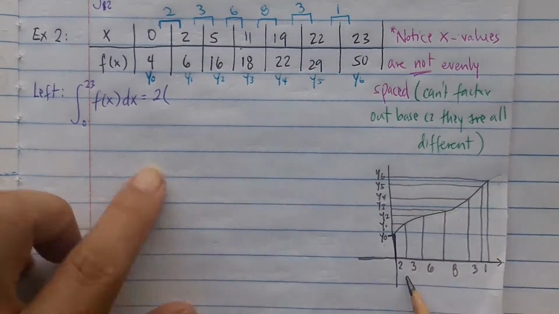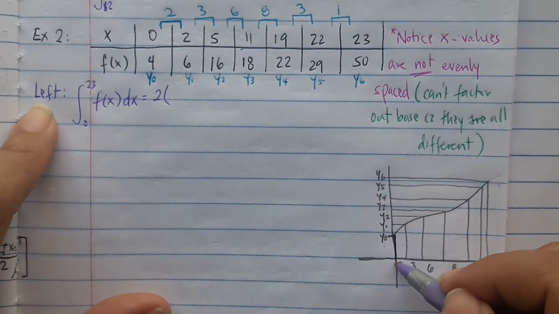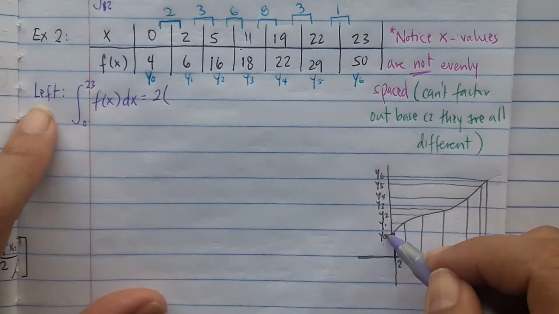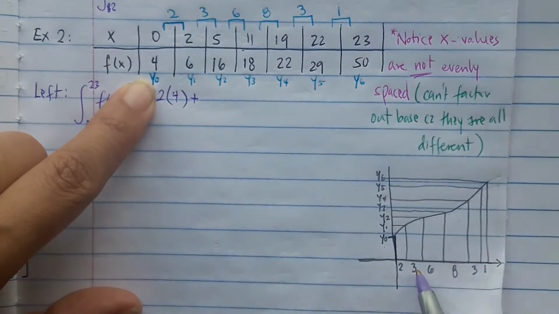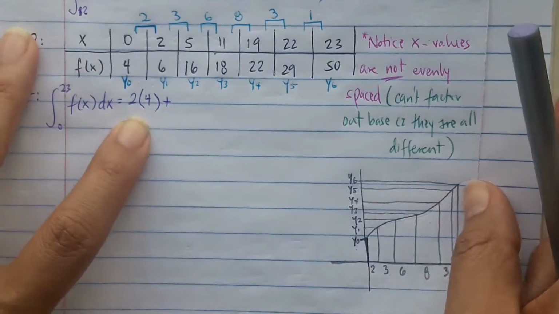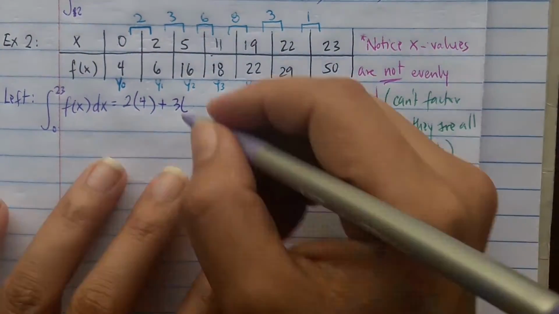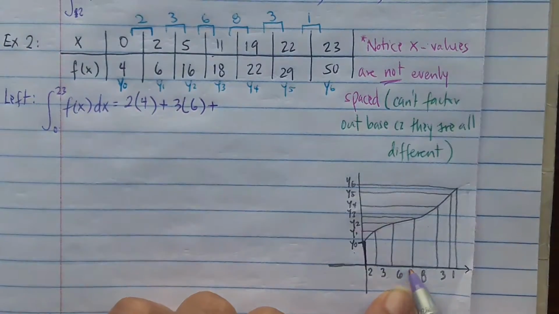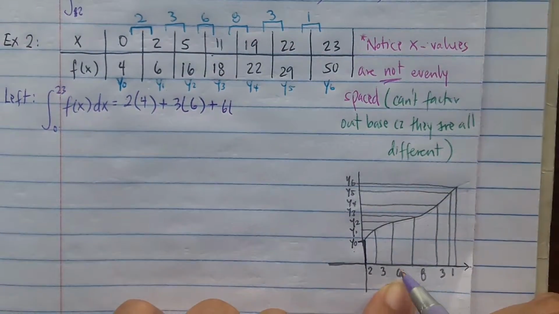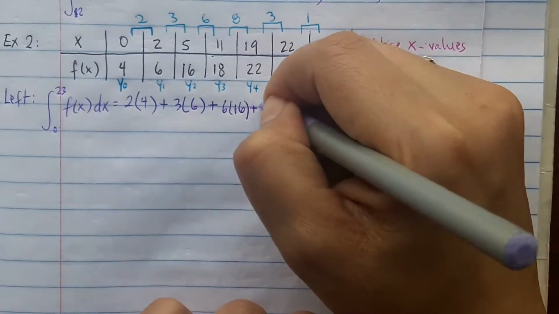Alright, so we're doing this from the left. So it's the base, which is 2, times the height from the left. So it starts at y0. So you see what I was saying from before? It starts at y0. You should actually just know this by now. Then you go 3. The base of the next one is 3. And then it's from the left, and that's y1. And then the next base is 6 times the one from the left, which is y2, which is 16.